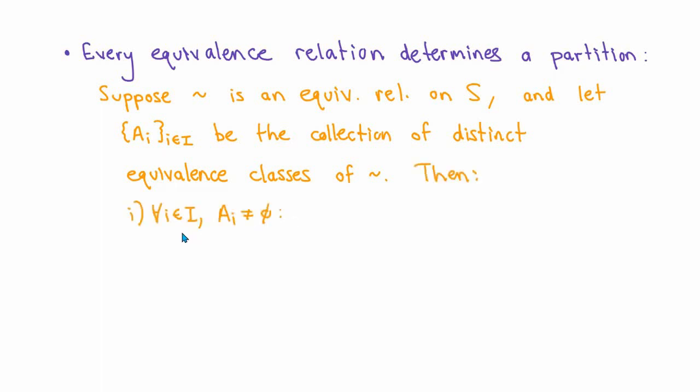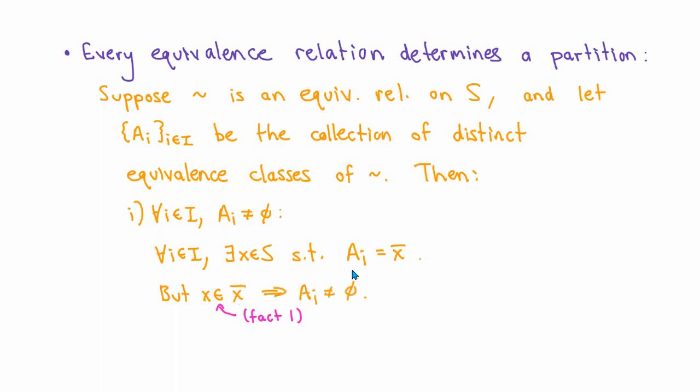First of all, we need to show that each of these equivalence classes is non-empty, but that's pretty easy to do. Each A_i is x-bar for some x in the set S, and by fact number 1 about equivalence classes from earlier in the video, we know that every element x of S is an element of the equivalence class that it determines. Therefore, the set A_i is not empty, and that establishes the first property for being a partition.